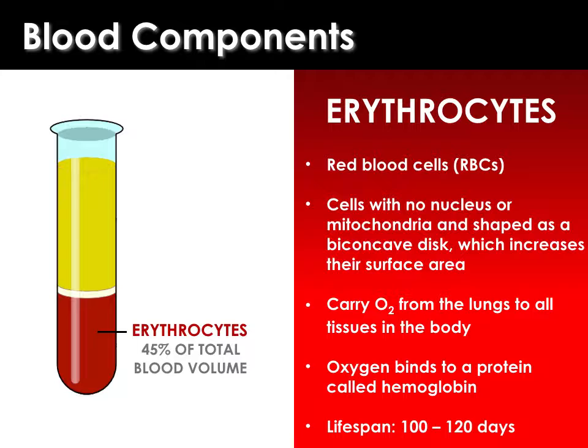Erythrocytes are red blood cells. These are cells that have no nucleus or mitochondria, and they're shaped almost like a frisbee. The term is a biconcave disc, and this helps increase the surface area. That's important for red blood cells because their function is to transport materials. So the more surface area they have, the easier it is for them to transport those materials.